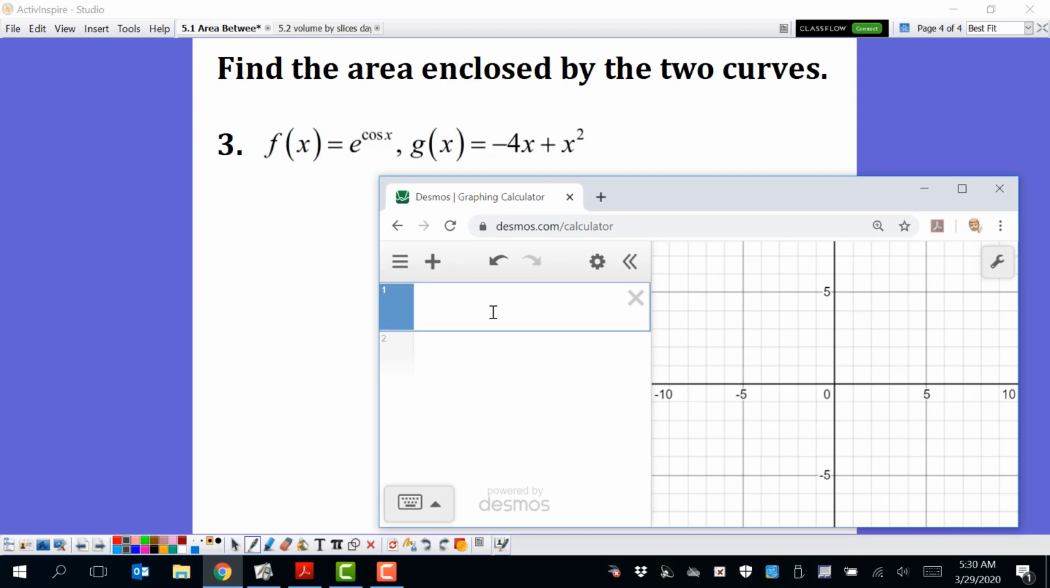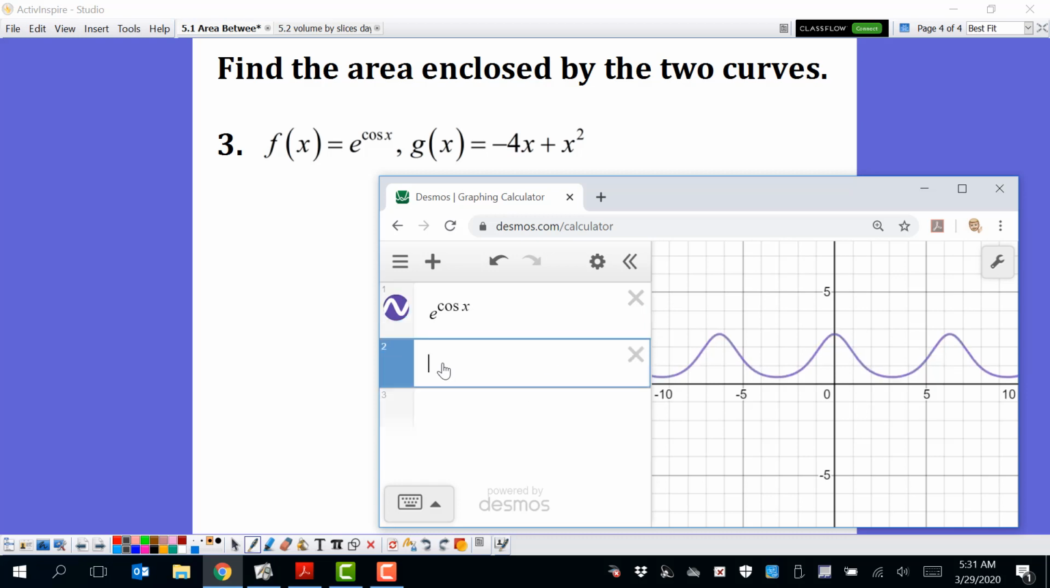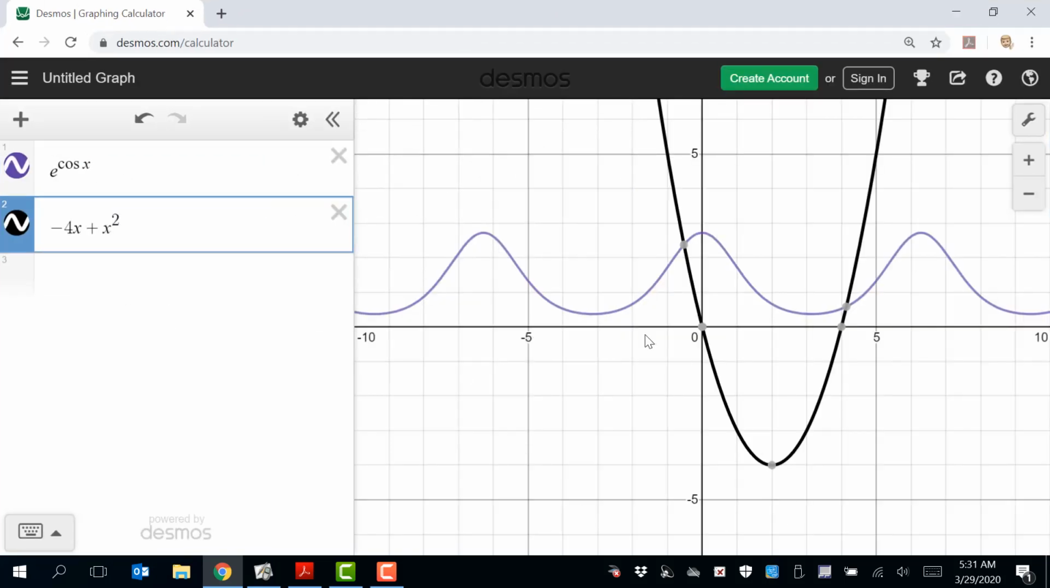Okay, so curve 1, ooh, that's a fun curve, is e to the cosine x. That's a pretty cool looking curve. As you can see, it's already graphed for me right there. And then g of x is negative 4x plus x squared. It's negative 4x plus x squared. Okay, so I have both functions graphed.